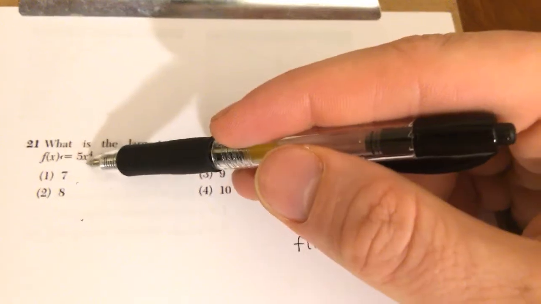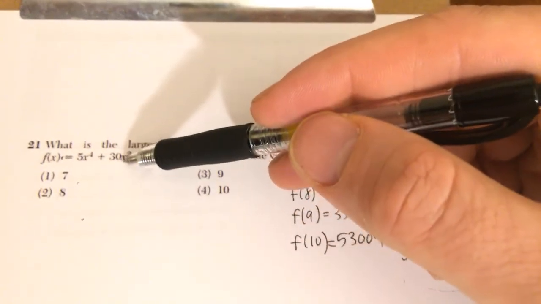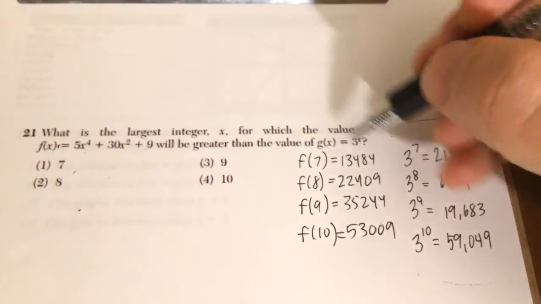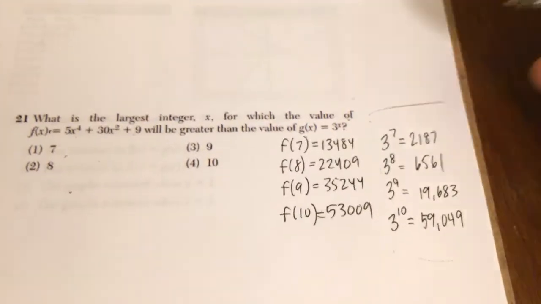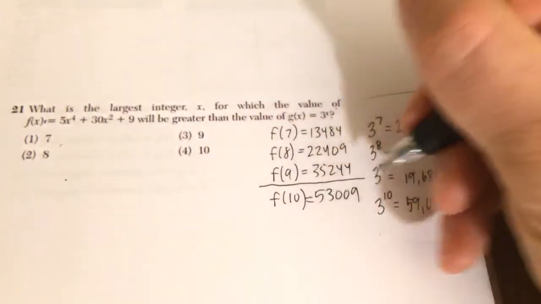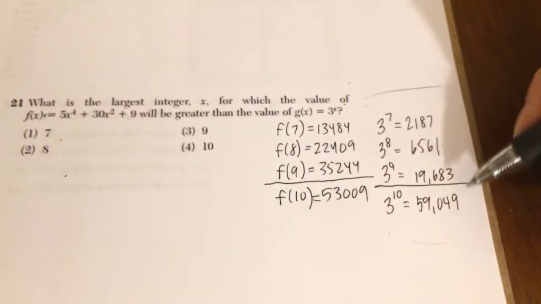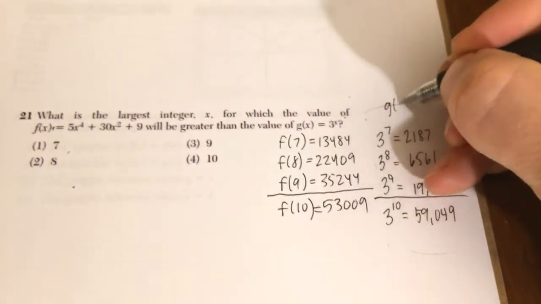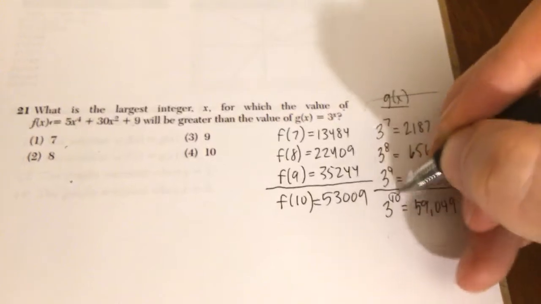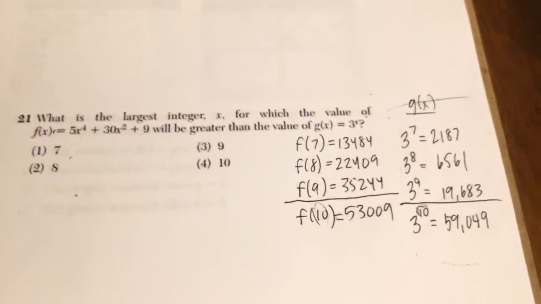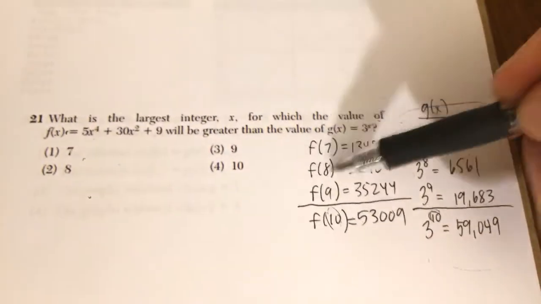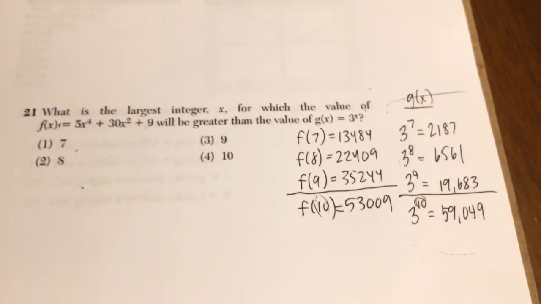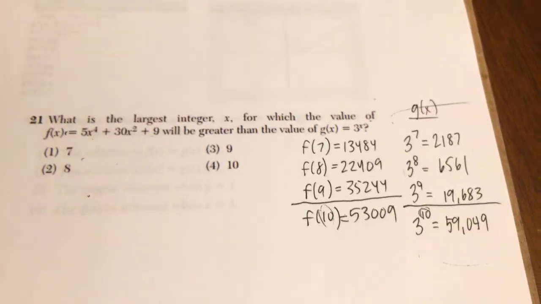Now for f(x), I plugged in all of these numbers. I did 5 times 7 to the 4th plus 30 times 7 squared plus 9, and so on and so forth. And these are the values that I got. If you notice, after 10, the g(x) function is more when x equals 10. They're asking you what is the largest integer for which f(x) is going to be greater than g(x). So we're going to say 9.